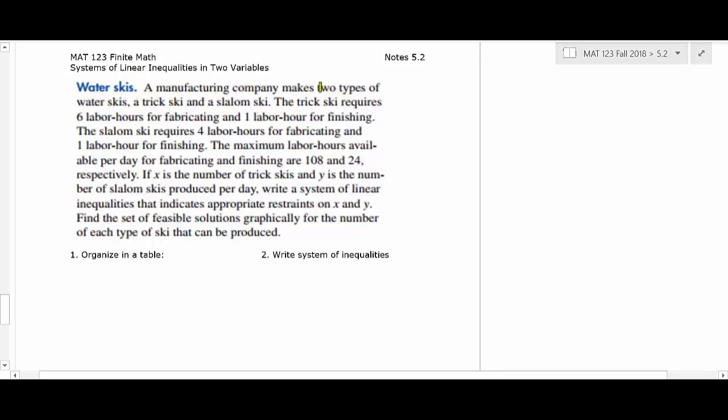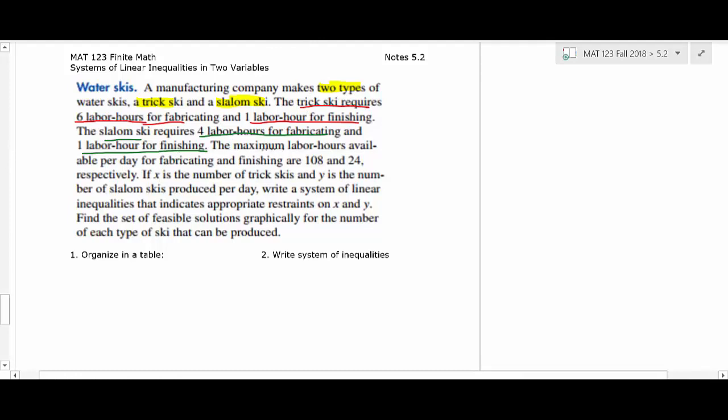So this one says that you got two types of water skis. You have a trick ski and a slalom ski. And then it's going to tell you pieces of information. It says the trick ski requires 6 labor hours for fabricating and 1 labor hour for finishing. So when you make that trick ski, that's the labor that's required. Okay, and then it says the slalom ski requires 4 labor hours for fabricating and 1 labor hour for finishing. Okay, so that's giving you kind of your variables that we're going to work on.